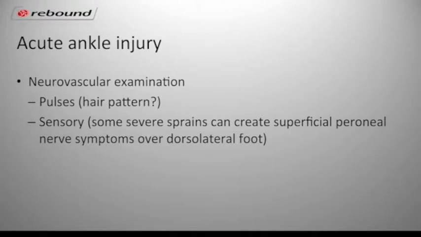So I always do as extensive a neurovascular examination as I can. Again, with these acute injuries, sometimes it's tough to feel pulses because they're so swollen. But you just want to make sure that their toes aren't black or something like that. Hair pattern can give you an idea if there is some form of vascular compromise to this limb.